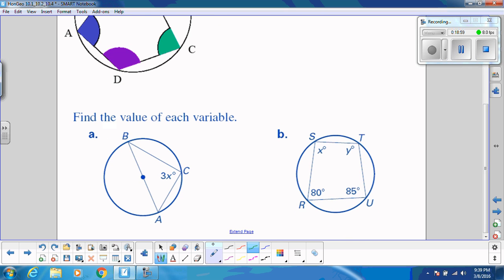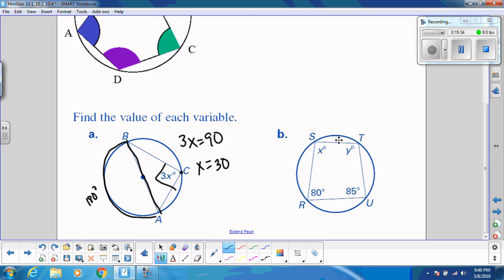So let's look at these two examples here. Notice here in example A, I have a triangle, and this is an inscribed angle, and this is a diameter. So that would make our intercepted arc 180. So that means this has to be a right angle right there. So we can say 3x has to equal 90 degrees, and therefore x has to be equal to 30.